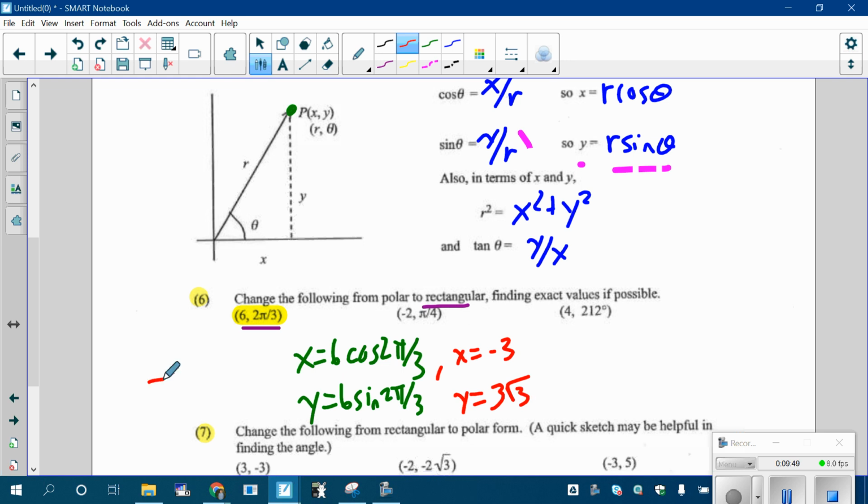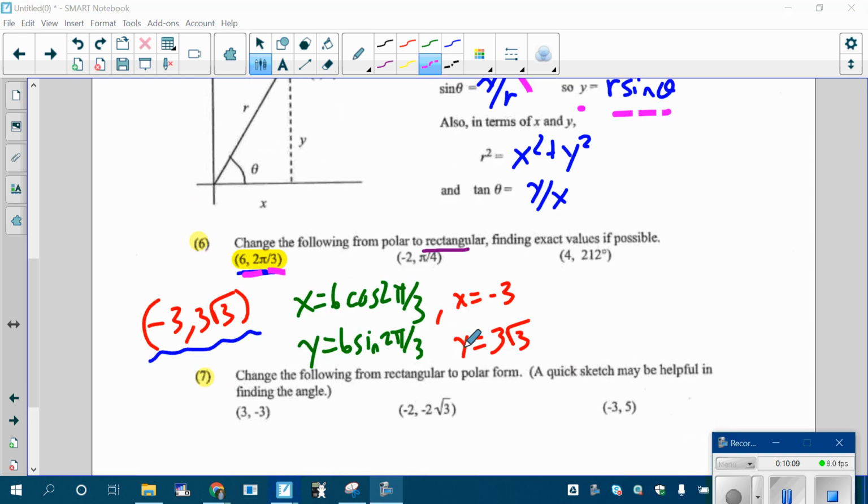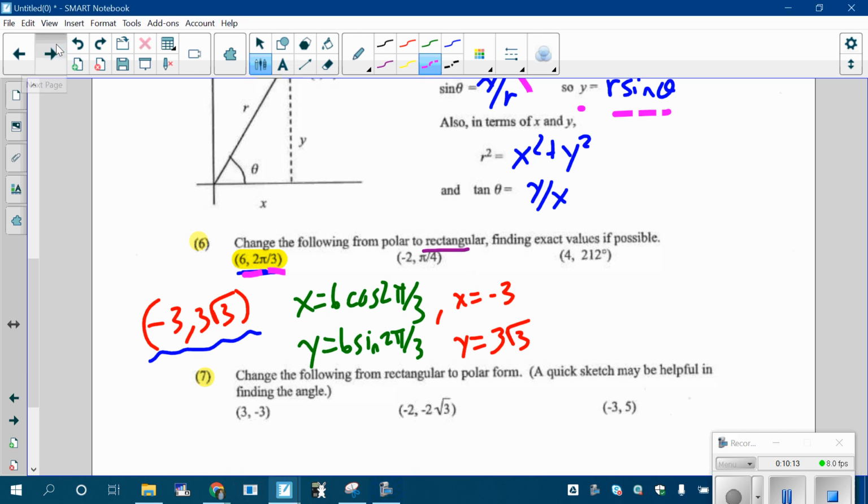So the rectangular point (-3, 3 root 3) is the same as r is 6, theta is 2 pi thirds. So plotting that point, this point in rectangular is the same as this point in polar coordinates. Again, just something you spend more time on in Math, but not terribly important for our purposes.